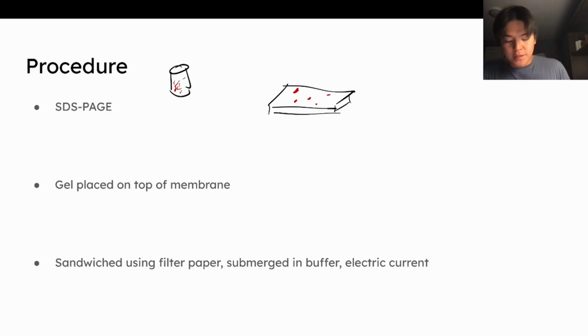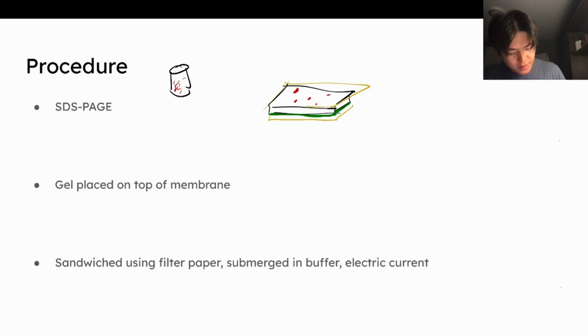And basically what we do with this gel now, so we took this gel out, is we want to place the gel on top of a membrane. So let's show this membrane in green. Let's say we place it on this green membrane right there. And what this membrane is going to do is basically act as a little anchor for our proteins. And so once we have this membrane here, we actually sandwich this guy with filter paper. I'll do the filter paper in yellow.